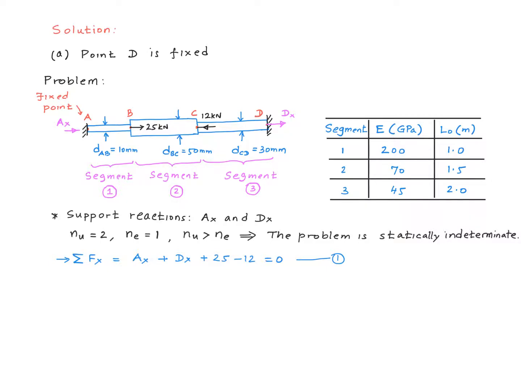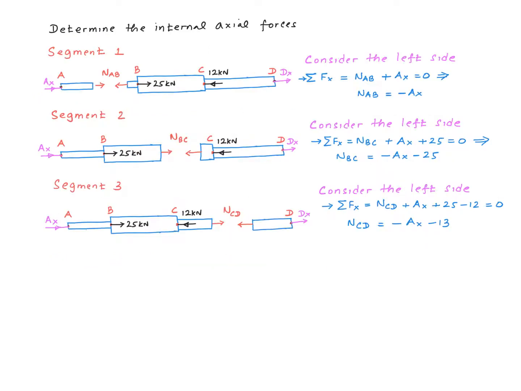Before I go to the next slide, let me point out that you do have another method to solve this problem, which is to use the principle of superposition, which leads to what is called the force method. But here we will follow the displacement compatibility method. The first thing we want to do is to find the internal axial forces in each of the 3 segments. Obviously, we won't be able to find numerical values for them since we don't have the support reactions at this point. The best we can do is to express them as a function of the support reactions. So here are the details.